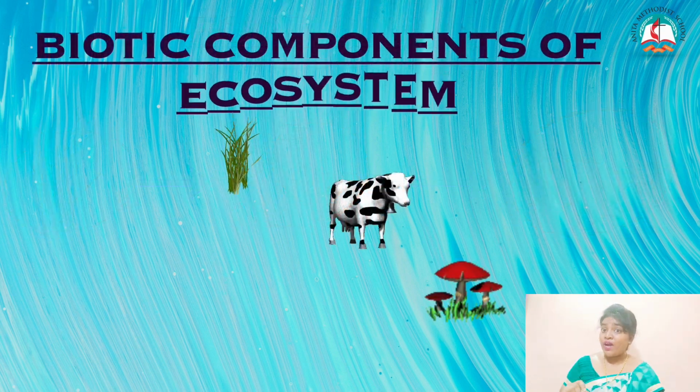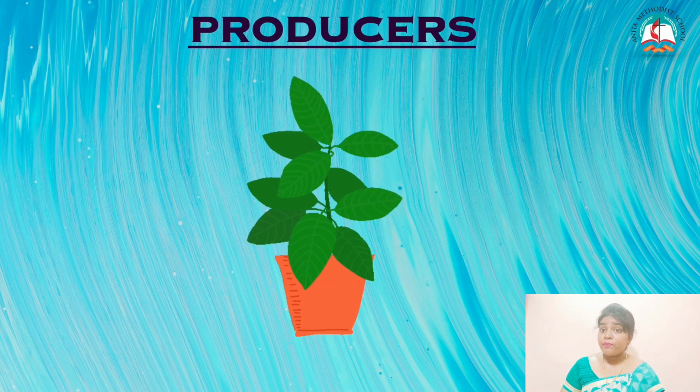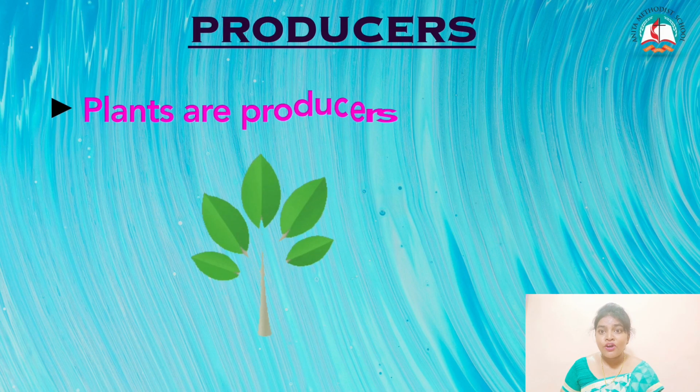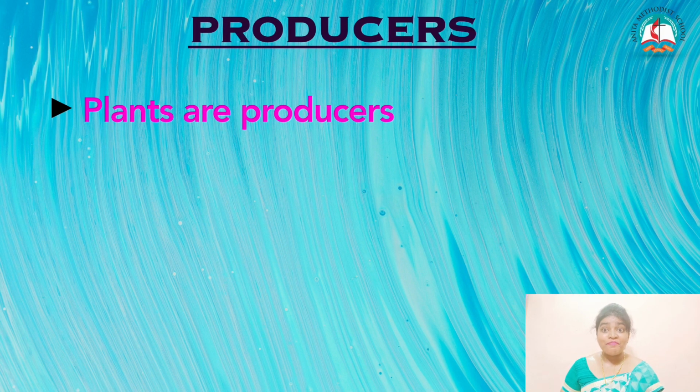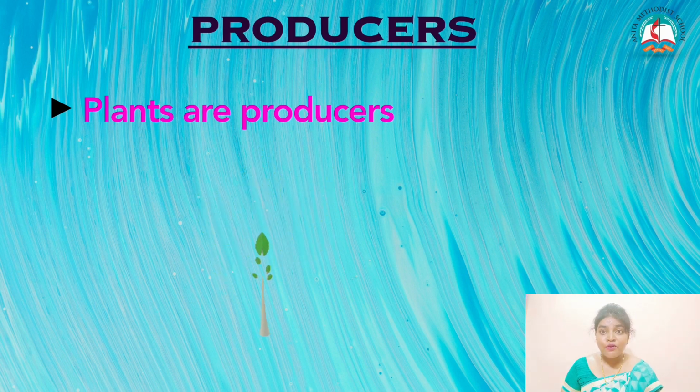Let's see it one by one. Okay, so there are 3 biotic components of an ecosystem. The first one is producer, the second one is consumer, and the third one is decomposer. So what is meant by producer? Plants are called producers. Why are they called producers? Because they prepare their own food. How do they prepare their own food?